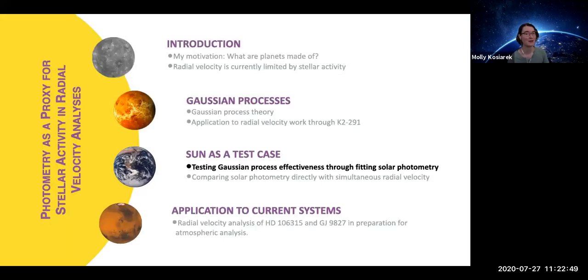So we're going to test these questions with the star we know the most about, which already has abundant and detailed data collection: our sun. I'm going to talk about 2 test cases, one looking at a long time series of solar photometry to look at that time variability, and the second directly comparing simultaneous photometry with radial velocity data.